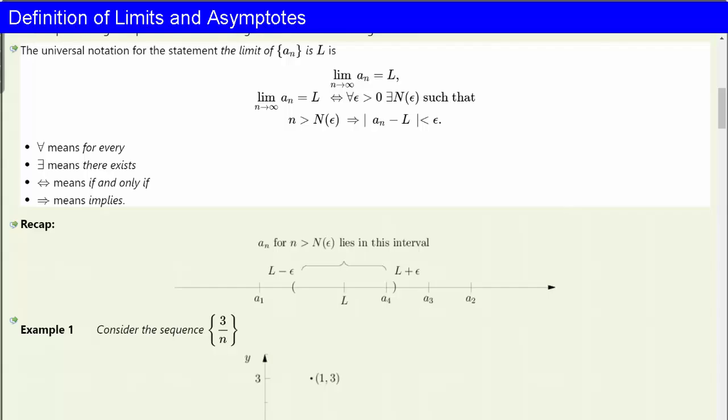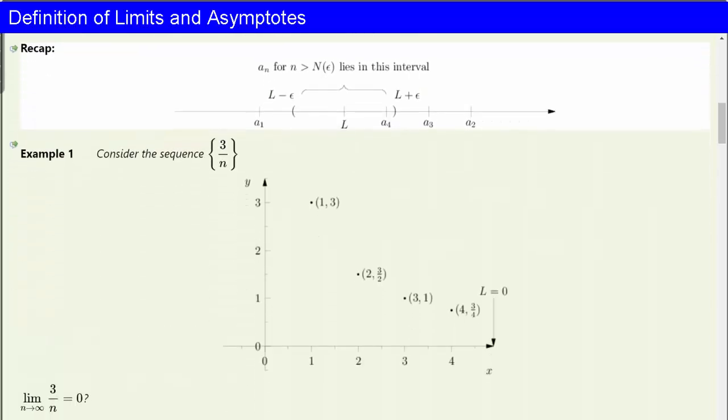Wow. There are two symbols for mathematical logic used when you write this down. The upside down A means for every, and the backwards capital E means there exists. The double arrow pointing in both directions means if and only if, or in this context, it is perhaps best interpreted as means. The symbol right pointing arrow means implies. Let's look at our picture again with the mathematical definition tied to that picture.